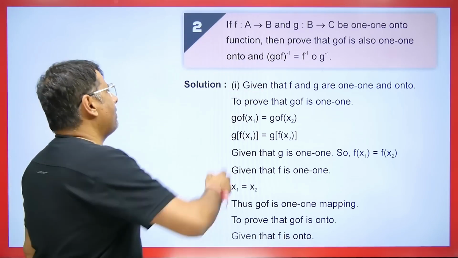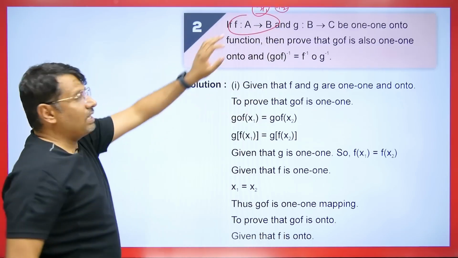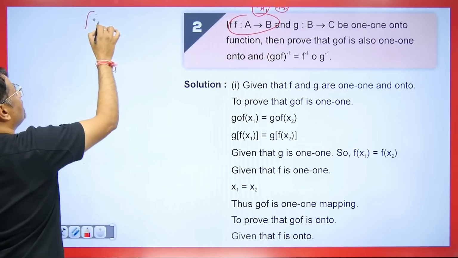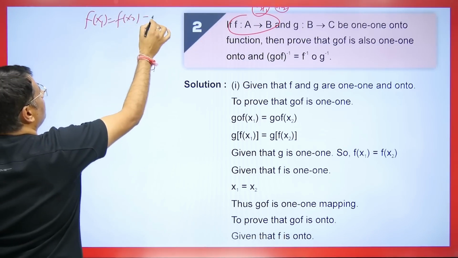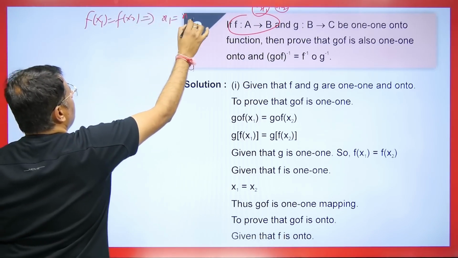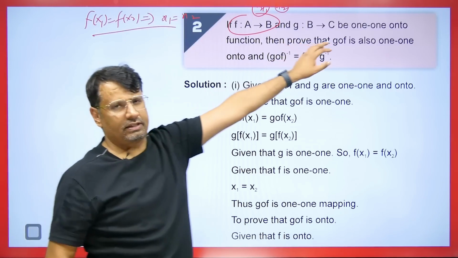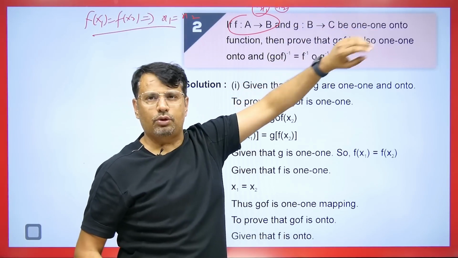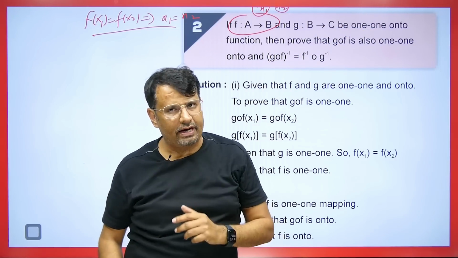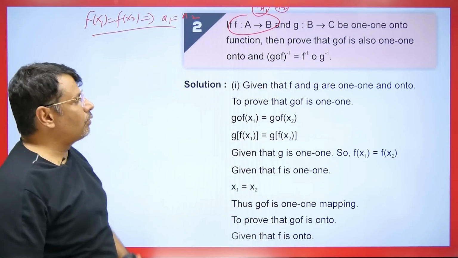But now what's the definition of a one-one function? If we have x1 and x2, then we know that if f of x1 is equal to f of x2, it means that x1 is equal to x2. Now we can do this for g also. If we have x3 and x4, and g of x3 is equal to g of x4, then x3 is equal to x4. So now let us prove whether g of f is one-one or not.